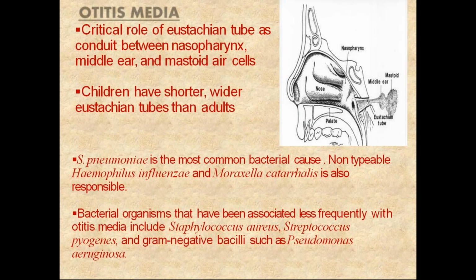What is otitis media? There is a tube usually present between the nasopharynx and the middle ear and air sacs. That is called the eustachian tube. Usually children have shorter and wider tubes than adults. Therefore, they are most commonly infected and acquire otitis media infection. The bacterium which most commonly causes otitis media is Streptococcus.